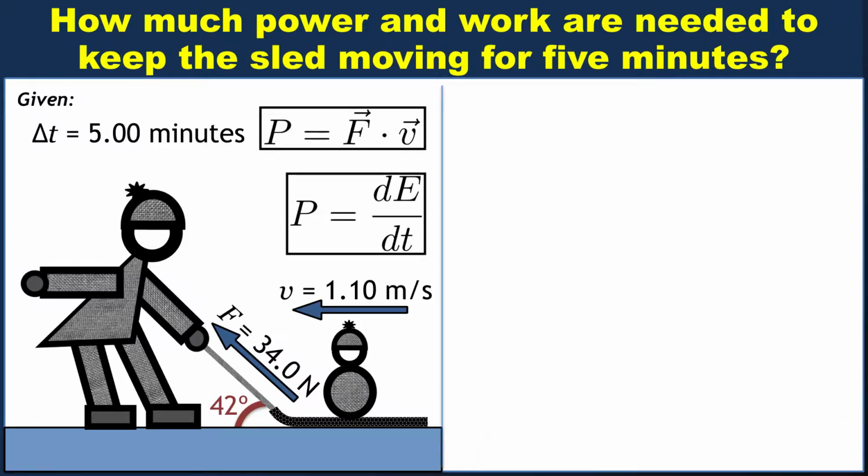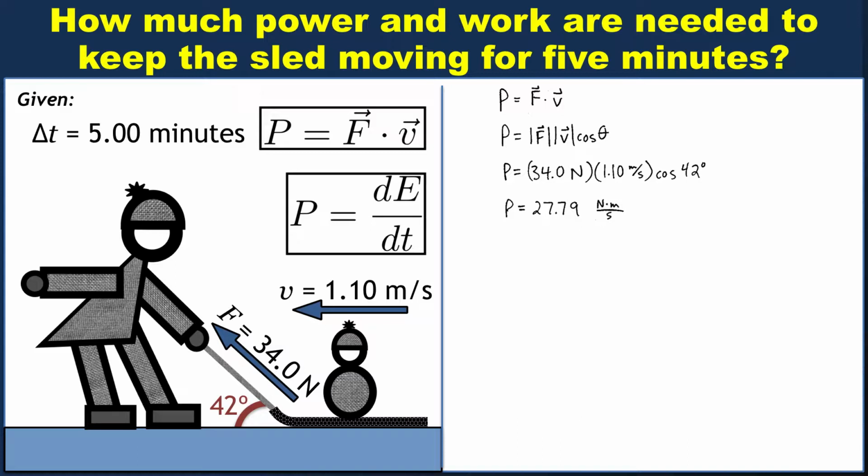So we'll start by calculating the power, which is just equal to F dot V. Now there are multiple ways to analyze dot products, but by far the most straightforward choice in this case is just to calculate the magnitude of F times the magnitude of V times the cosine of the angle between them, because we're given all three of those things. So we plug in values, 34 newtons for F, 1.1 meters per second for the speed, and then put in 42 degrees for the angle, and we find that the power is 27.79 newtons times meters divided by seconds.